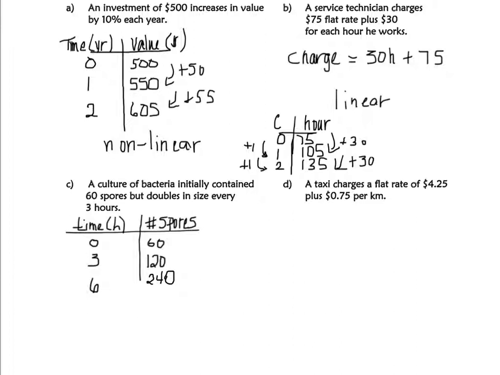So if we look at the x's, or the times, they are going up by the same amount, going up by 3 every time. But if you look at the dependent variable values, they're going up by 60 the first time, but then 120 the second time. So this would be nonlinear.